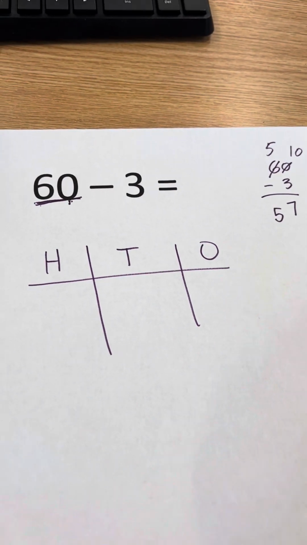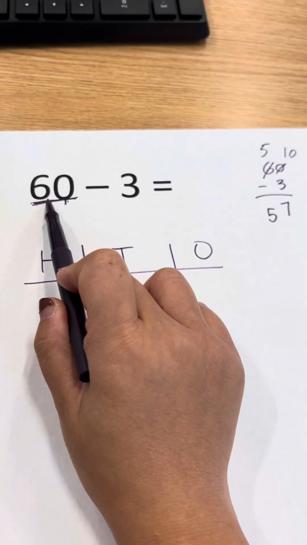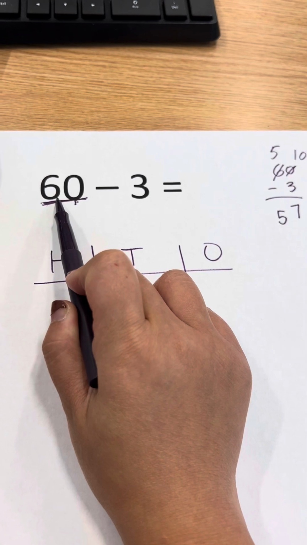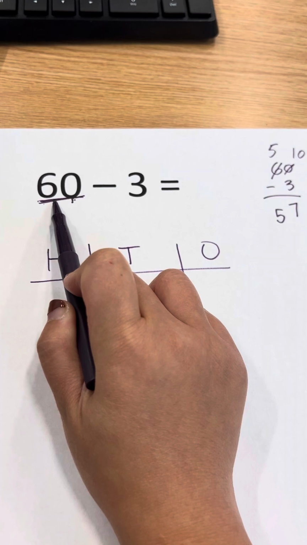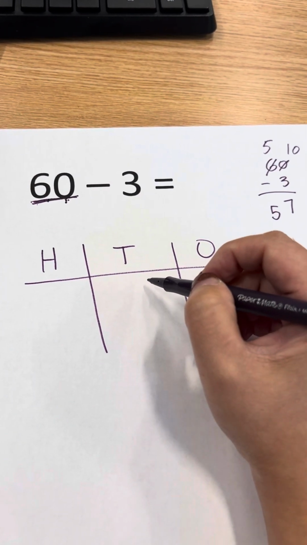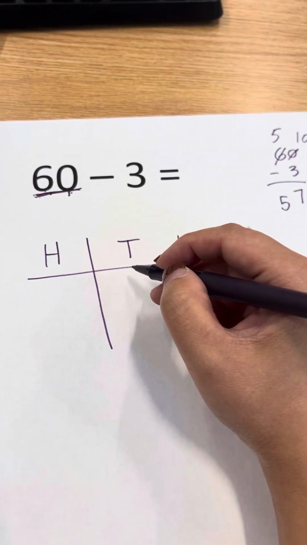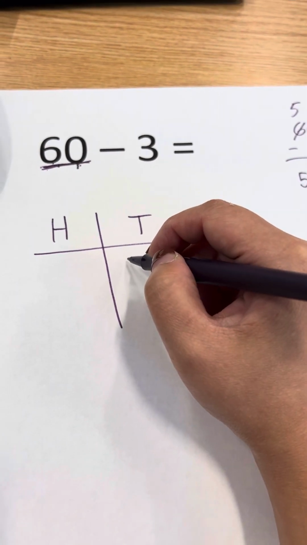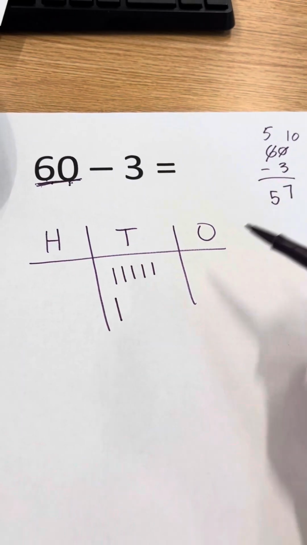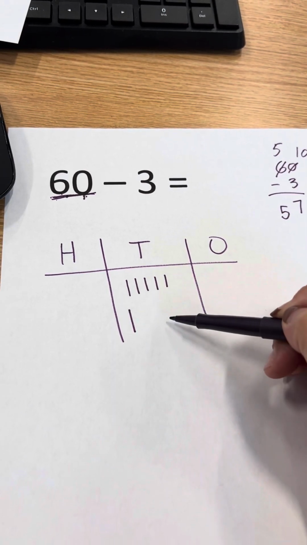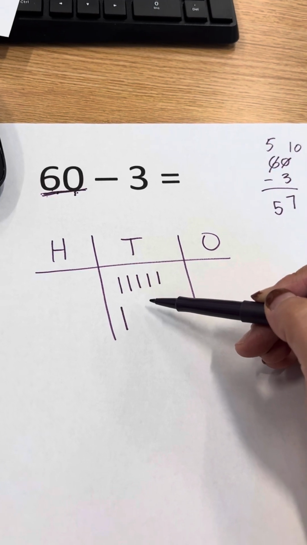So I tell them step 1, draw an HTO chart, right? Step 2, we are going to start with our whole, which is 60. And then I tell our students to put 60 in our tens frame, because 60 is 6 tens. So we're going to draw 6 sticks. So 10, 20, 30, 40, 50, 60. So there are 60. This shows 60 in our tens frame.